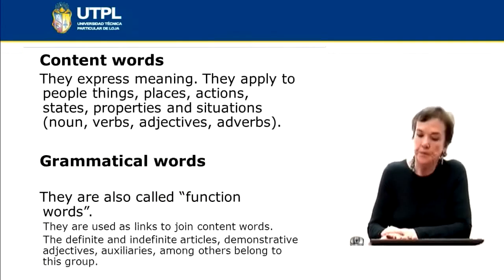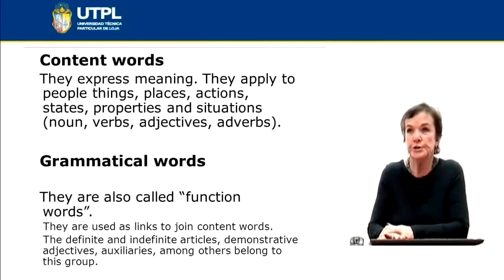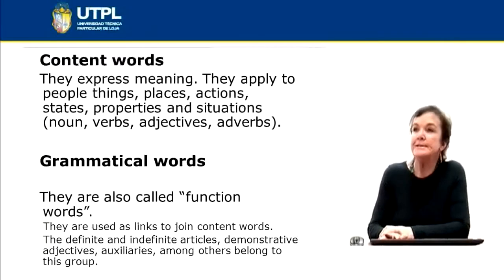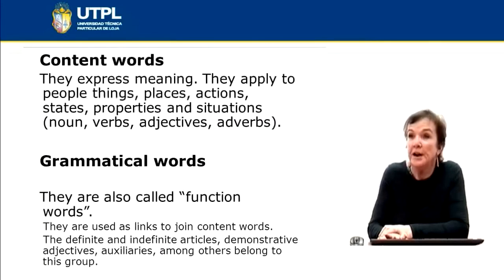According to denotation, words are divided into two groups: content words and grammatical words. Content words express meaning. They apply to people, things, places, actions, states, properties, and situations. Nouns refer to people and things. Verbs refer to actions. Adjectives refer to properties or characteristics, and adverbs refer to places, reasons, and so forth.